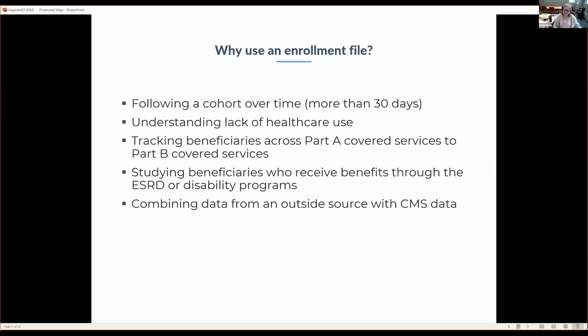And then the other reason that you want to do it is if we're combining data from an outside source with CMS. I have a friend who only kept the people who were hospitalized for a VA linkage and forgot to keep the people who weren't hospitalized. And then realized, because they couldn't differentiate between who weren't hospitalized and who didn't link, that they didn't get the enrollment data.